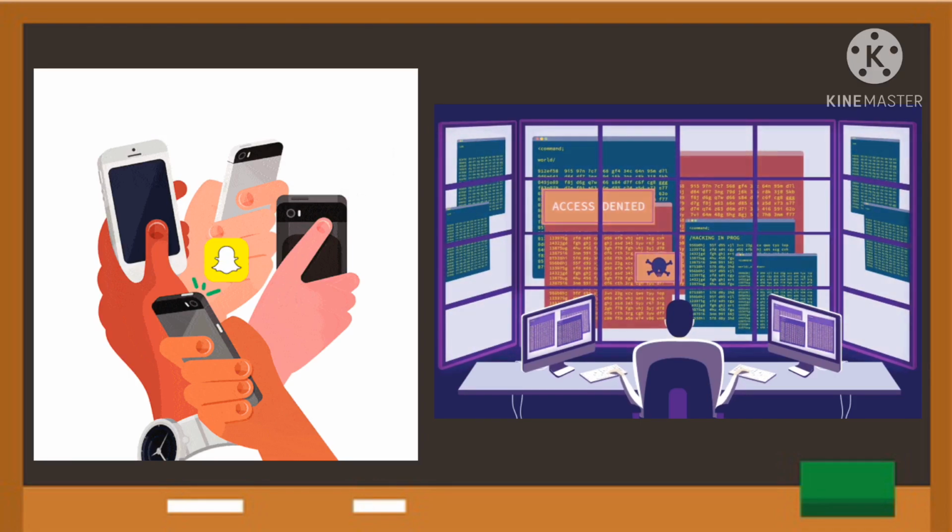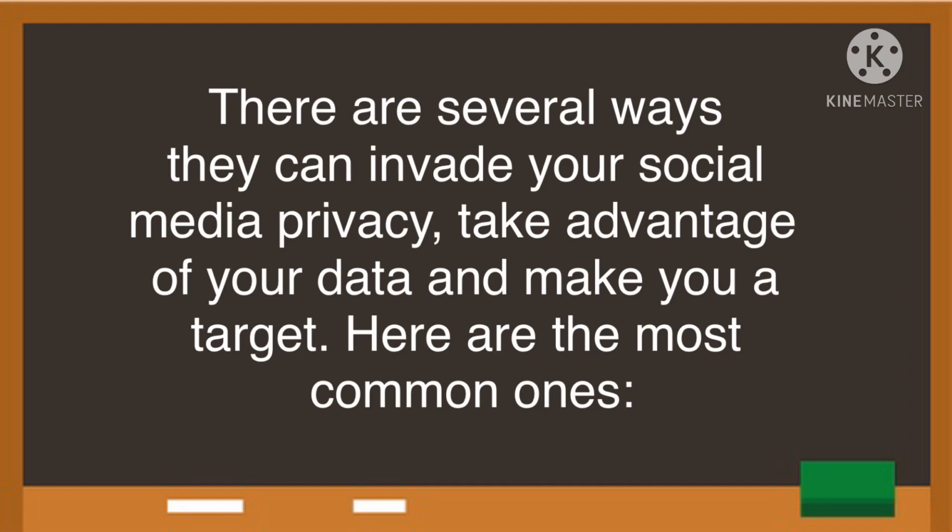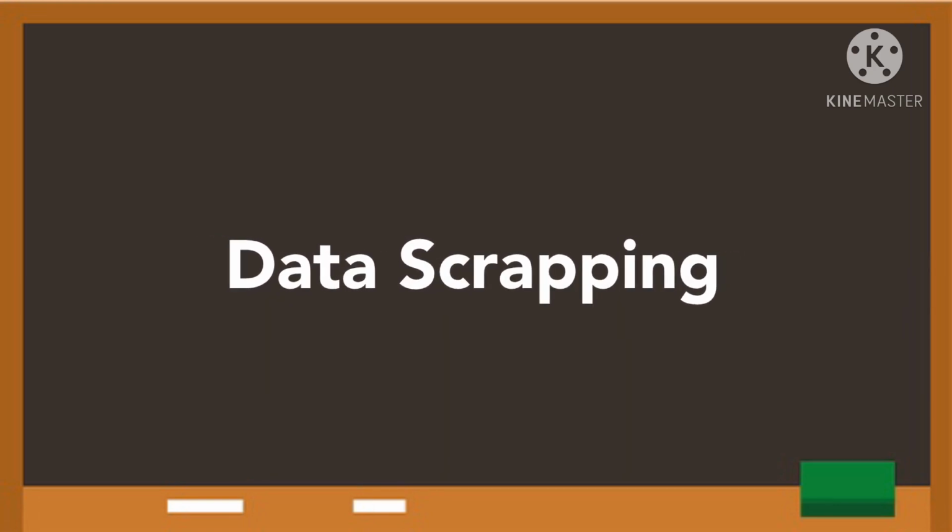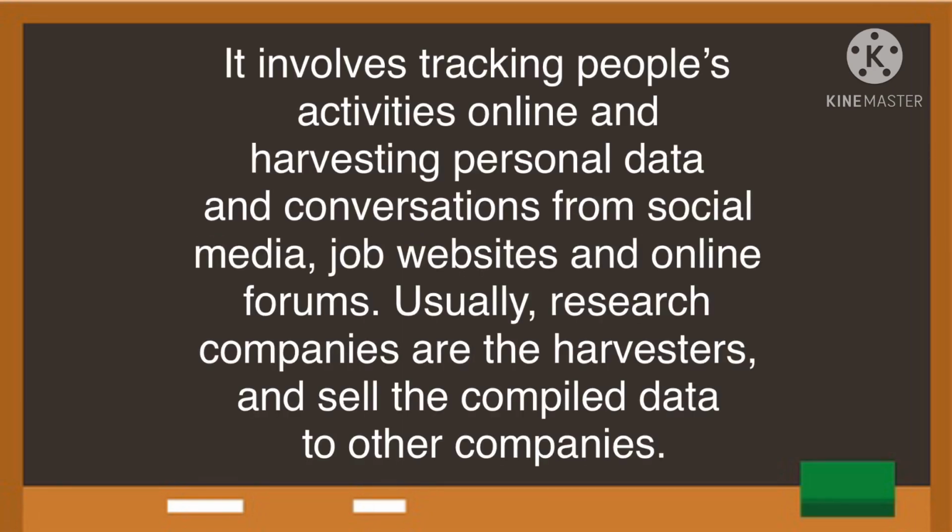And the easiest way for them to find out your likes and habits is keeping a close eye on your social media behavior. There are several ways they can invade your social media privacy, take advantage of your data, and make you a target. Here are the most common ones. Data scraping. It involves tracking people's activities online and harvesting personal data and conversations from social media, job websites, and online forums.